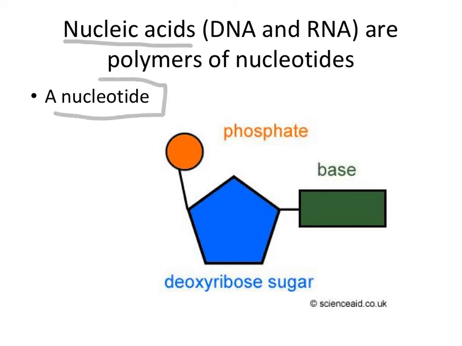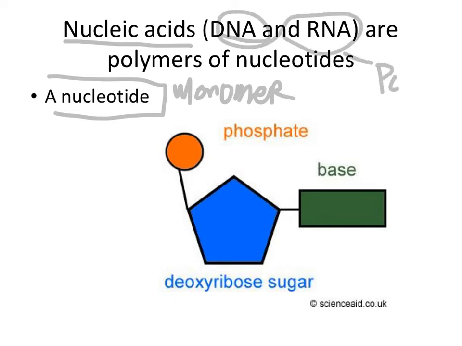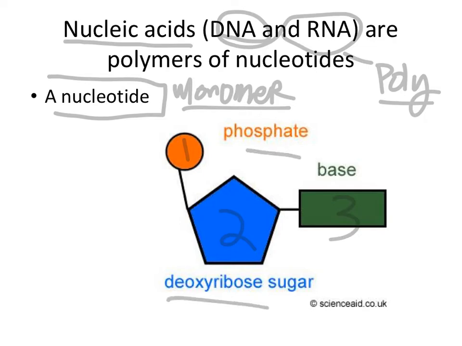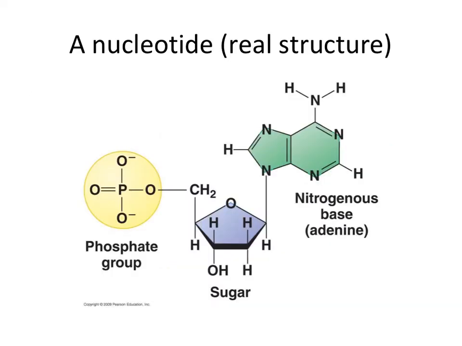And in that vein, the nucleotide is the monomer of the polymers DNA and RNA. So these are the polymers. Each monomer nucleotide is made up of three parts: a phosphate, a deoxyribose sugar, and a base. And we'll look at these in detail in the next few slides.